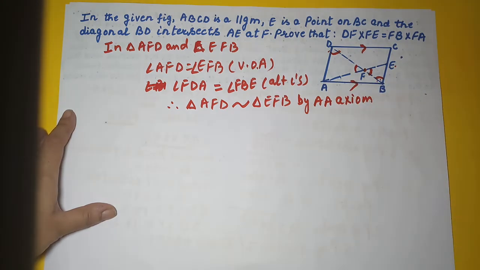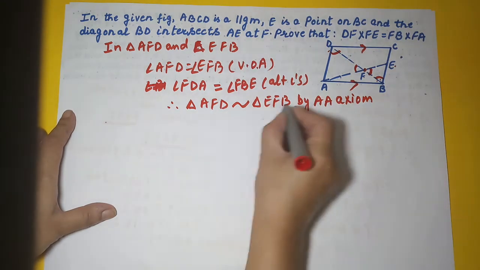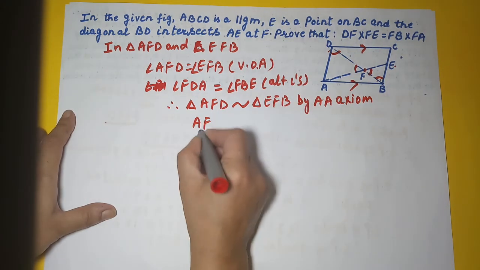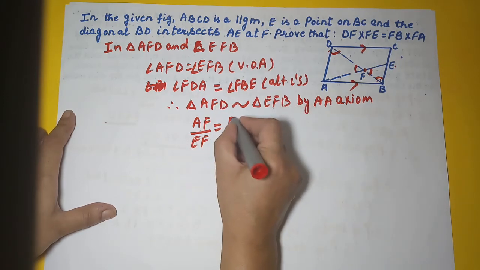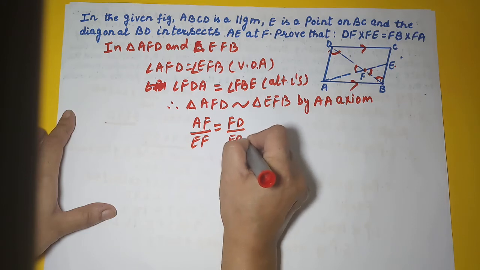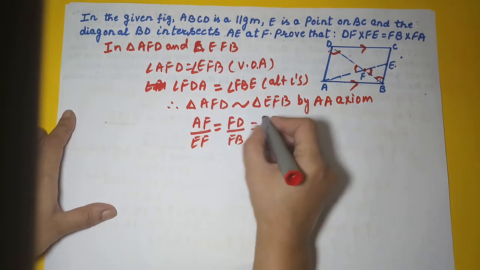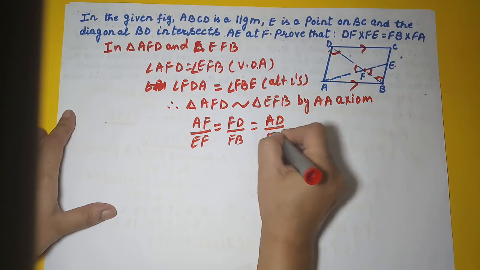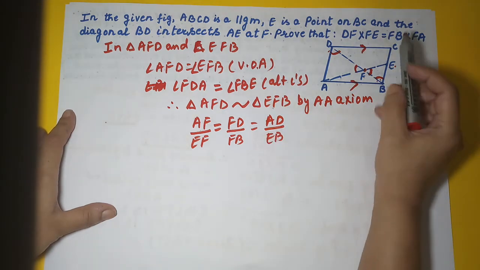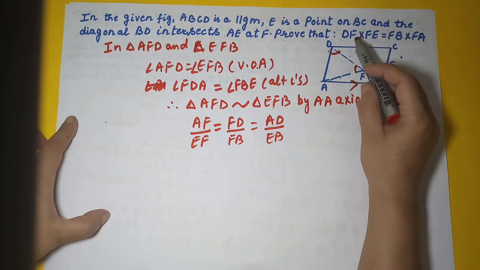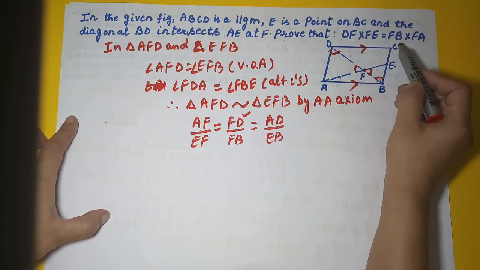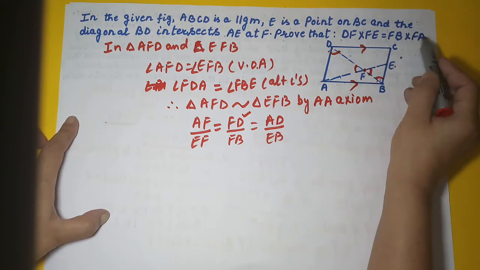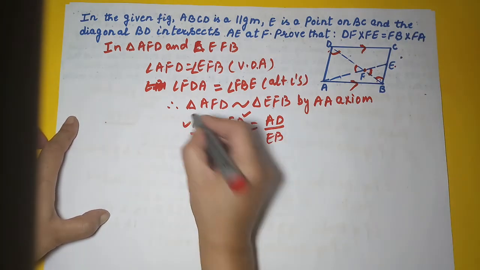So when the two triangles are similar, their corresponding sides are proportional. So we can set the proportionality between these two triangles. So AF upon EF is equal to FD upon FB is equal to AD upon EB. Right? Okay, let me see which one we have to take. We want DF. Where is DF? Okay, this we will take. We want FB. Okay, that is the same one. We want FA. That means first two we will take.